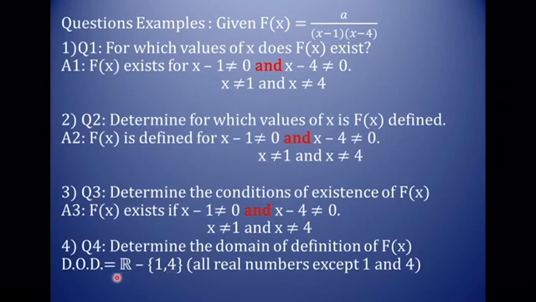So x can be any real number, or x belongs to R except 1 and 4. x could be any real number except 1 and 4. So we write it in this way: domain of definition equals all real numbers except 1 and 4. In this way, it's like we say that the fraction is defined for x different than 1 and x different than 4. The same idea.